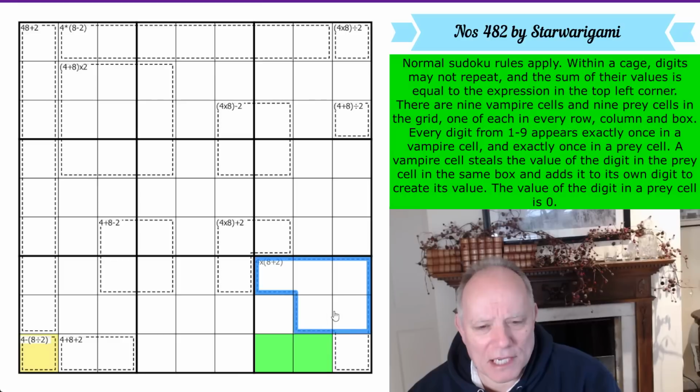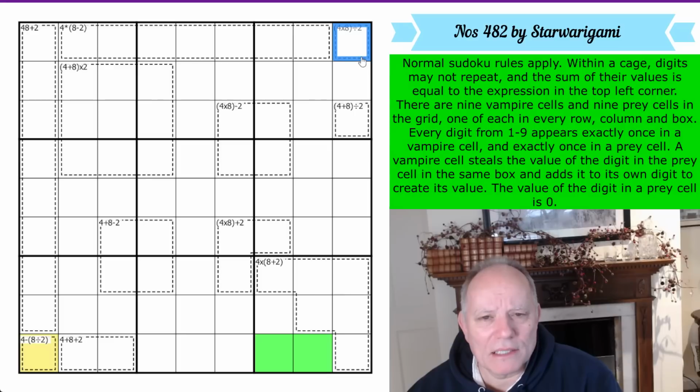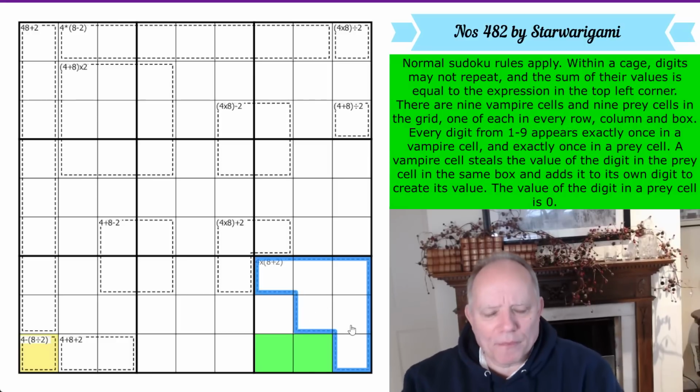So I did learn something there. Now let's... Actually, hang on. There may be more from this. We've got to get to 40, adding the value of the prey cell.